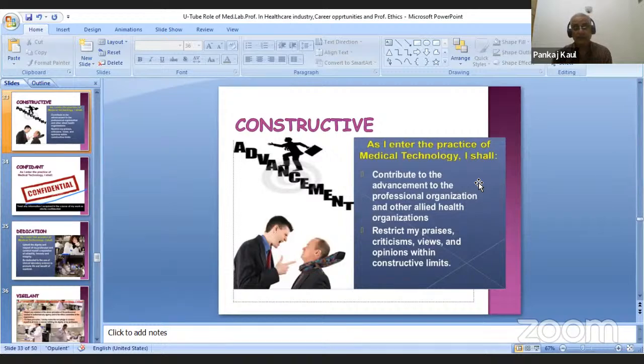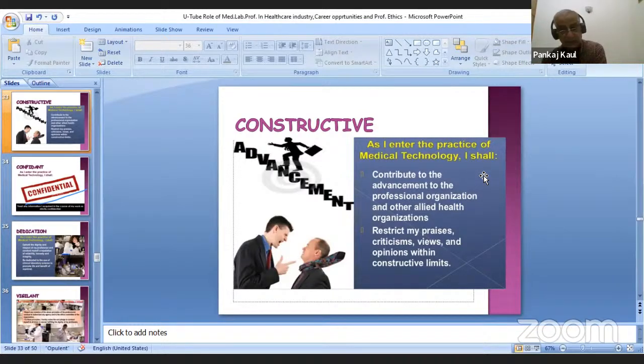We must contribute to the advancement of the professional organization and other allied health organizations. We must restrict my praises, criticism, views, and opinions within constructive limits. Our profession is such a pious profession where everybody gets experience of life from its work, and from that, we must try to share that experience with others. If we retain that experience with us, then it will be very difficult for our growth. So we must try to share our knowledge, whatever we get.